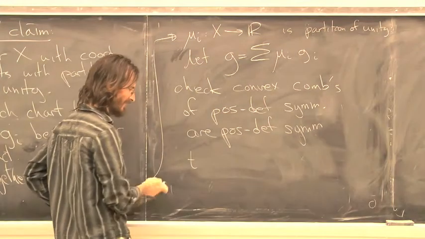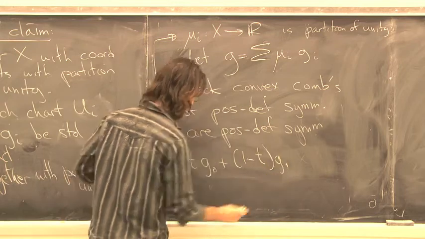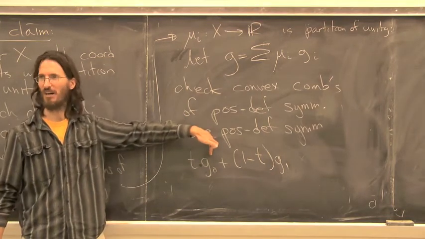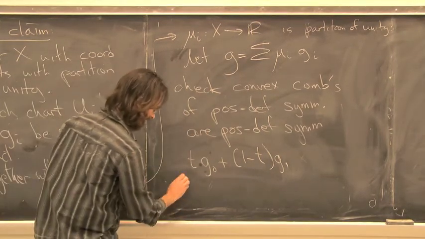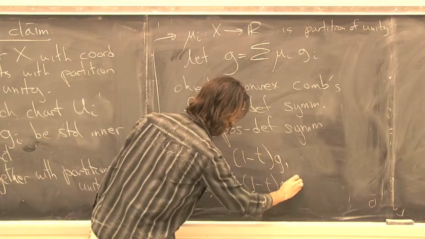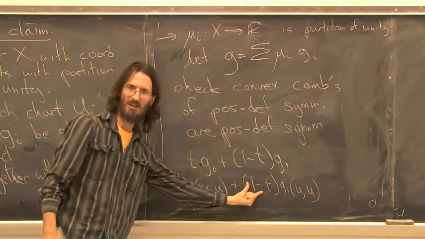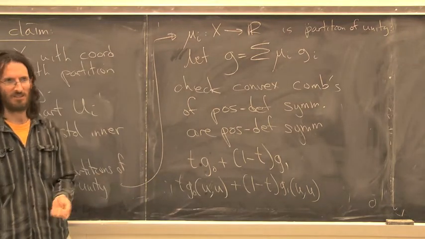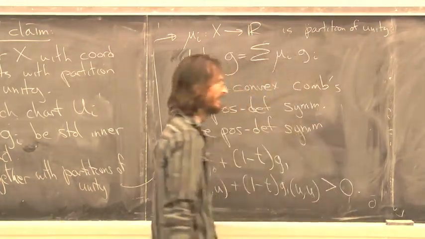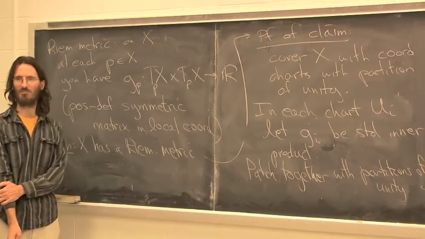The simplest combination is t times g0 plus 1 minus t times g1. Anyway, positive definite is just that if you take a single vector u, g0 of uu is positive, right, if u is not 0. So t times g0 of uu plus 1 minus t times g1 of uu. If these two things are positive and t and 1 minus t are positive, the whole point is just a positive combination. So the coefficients are always positive, and so that's going to be positive. Any questions? So Riemannian metrics are relatively easy to construct if you believe in partitions.